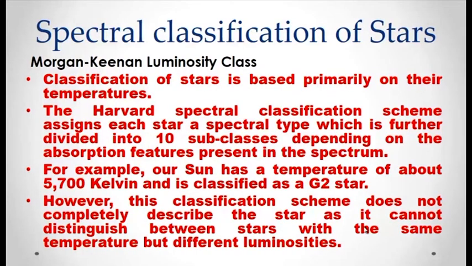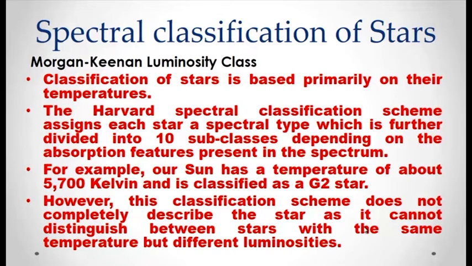Coming to the next type of spectral classification of stars, the Morgan-Keenan luminosity spectral classification of stars, abbreviated as MK spectral classification of stars. This classification is primarily based on temperature. In Harvard spectral classification of stars, stars are classified from higher temperature to lower temperature. Here the main character used to classify is also temperature.